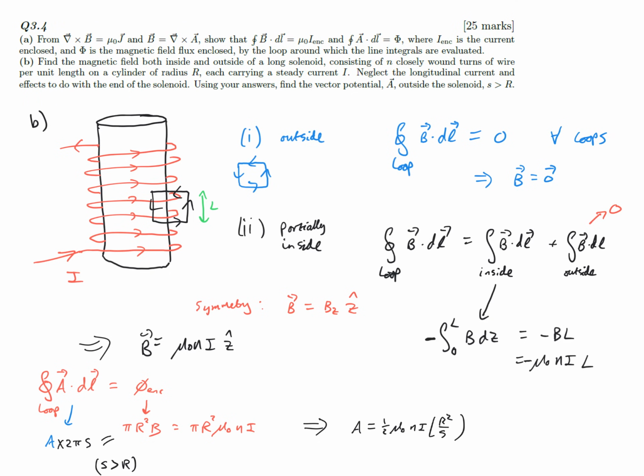If I want to write down the actual vector itself, then we know this is in the circumferential direction, so I can just put this in the phi hat direction. Okay, so that was a quick run through of the solutions to assignment 3.